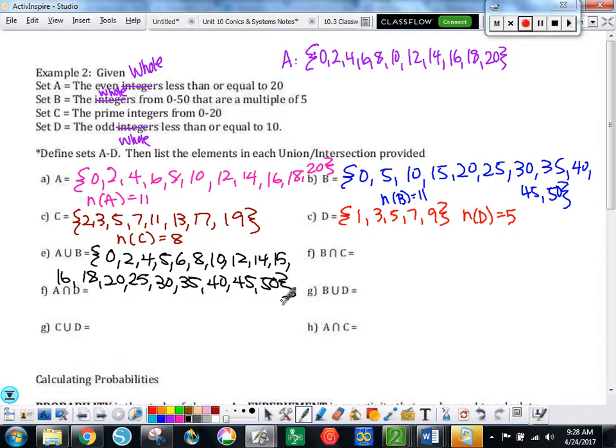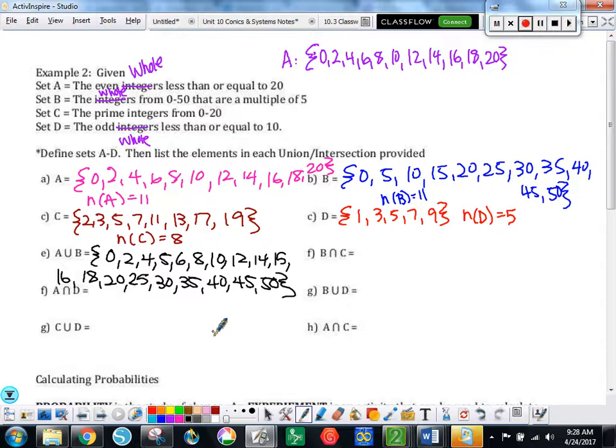Way to go, teacher, for choosing a lot, sorry. That's a lot. So that would be the union. Those are the numbers that are in both. We will need that when we start calculating probabilities.